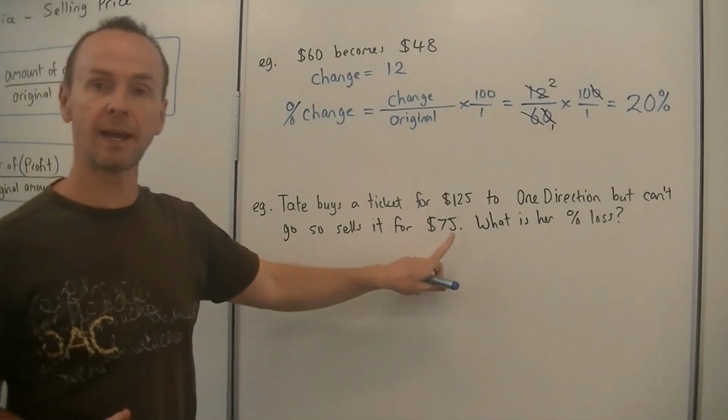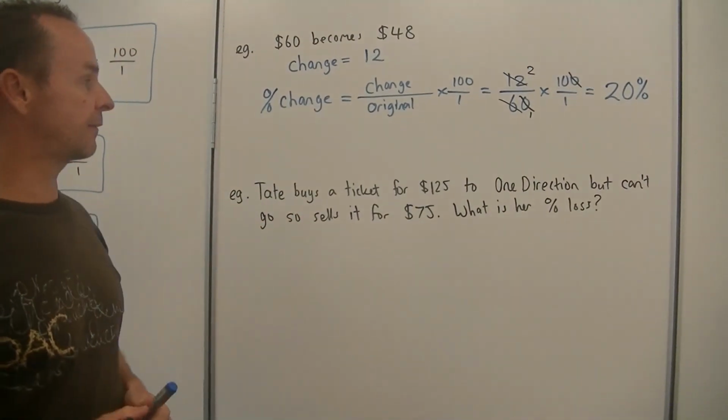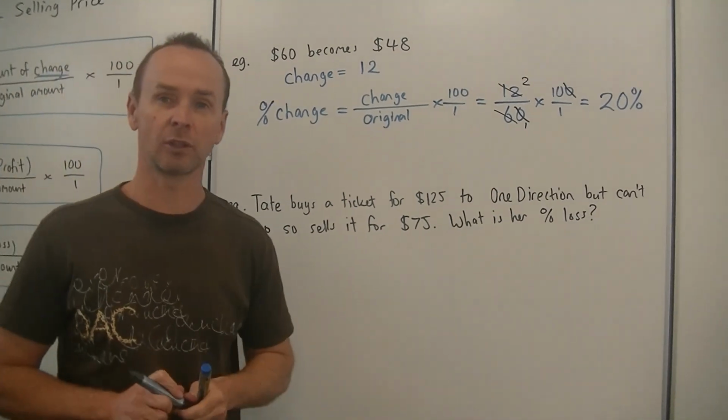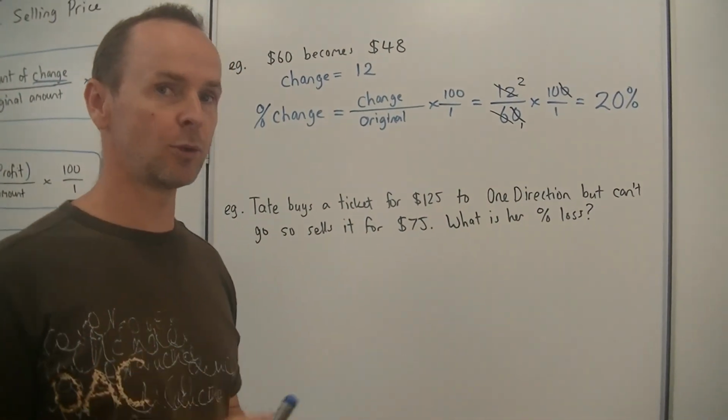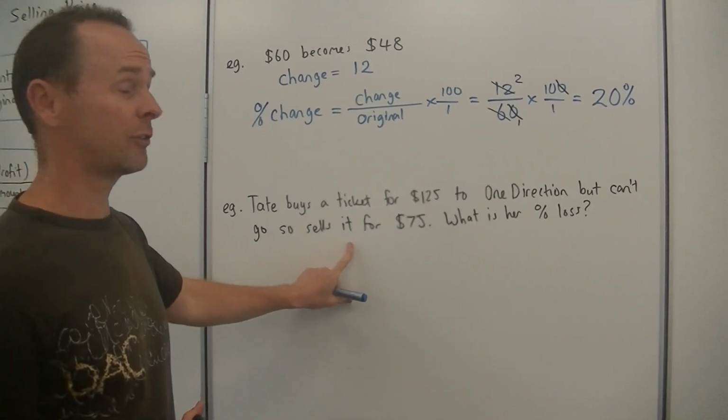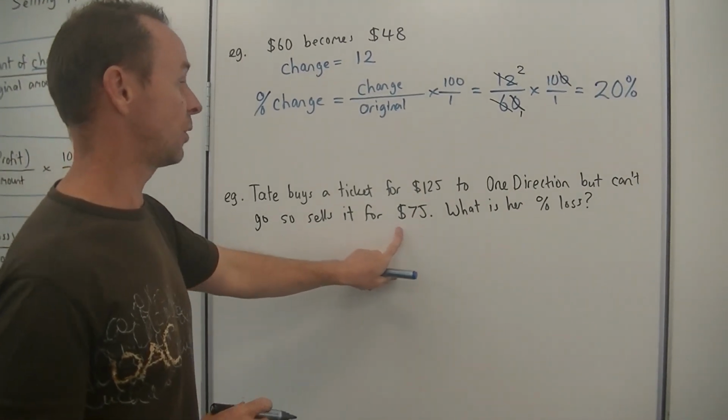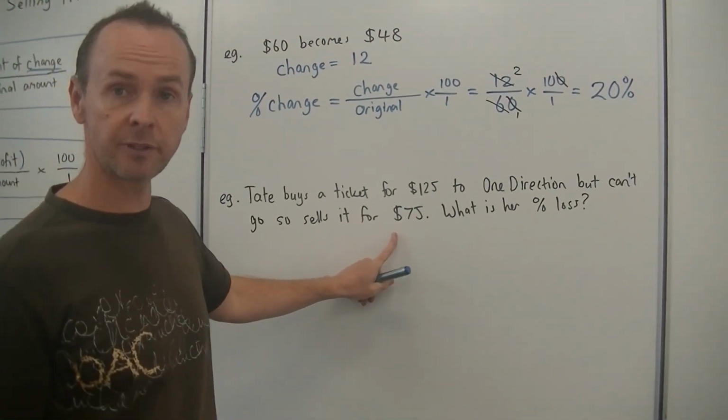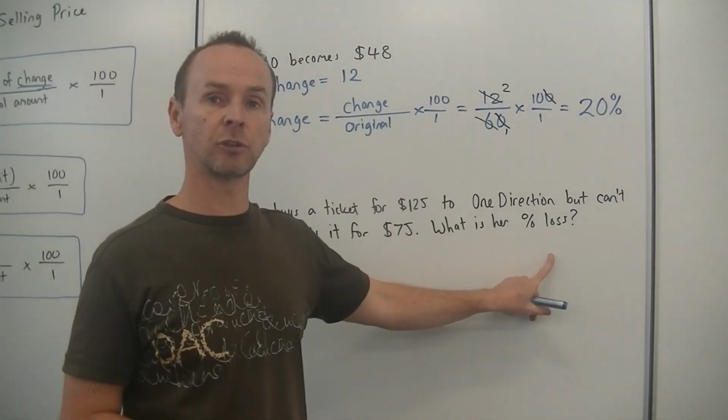It wasn't finished, but now it is. Tate buys a ticket for $125 to One Direction or 5 Seeds of Summer, those cool bands. But she can't go, so she's very devastated, so she sells it for $75. She made a loss, didn't she? What is her percentage loss?